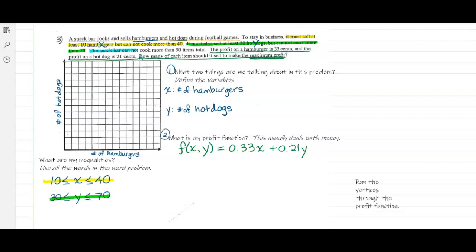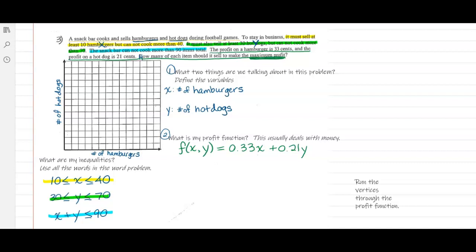The snack bar cannot cook more than 90 items total. This is where you have to think about that. What does that mean? Well, if you add up the hot dogs and you add up the hamburgers, you can't make more than 90 items, okay? So we're literally saying if I take the number of hamburgers and the number of hot dogs, that can't be more than 90.